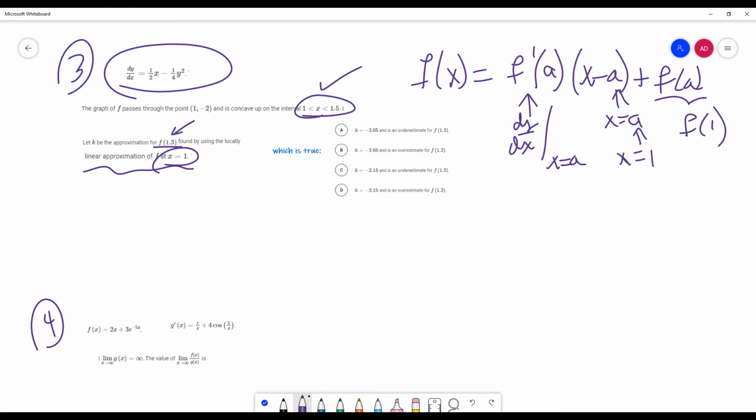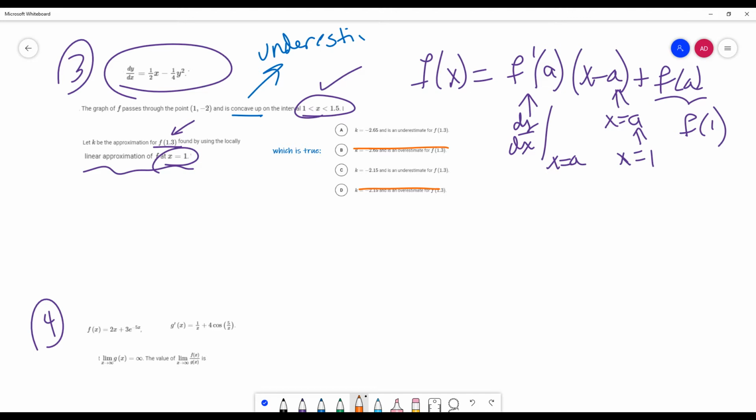Okay, now it does mention it's concave up. So immediately it's an underestimate. The reason is that if it's concave up, whether it's decreasing or increasing, your tangent lines, those linear approximation lines, will be under the curve. So it would have to be an underestimate. So for starters, you can cross out those overestimate ones. That's not going to happen. Okay, so here we go.